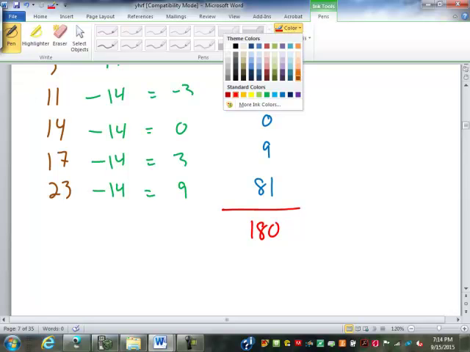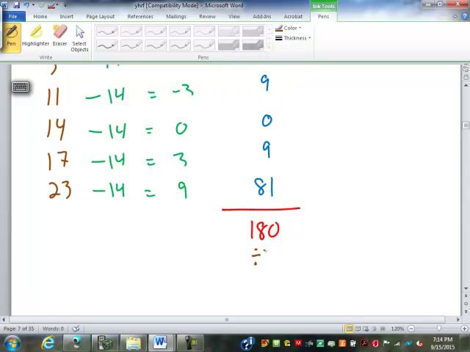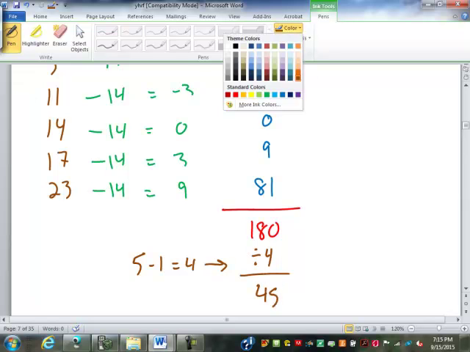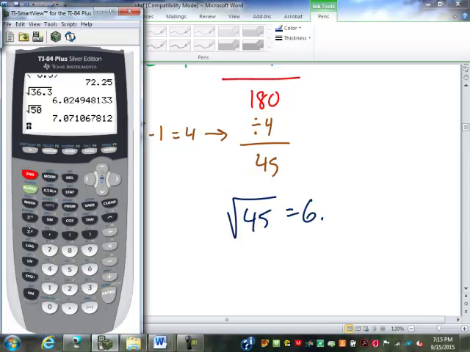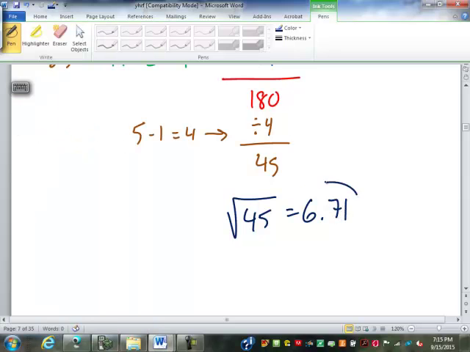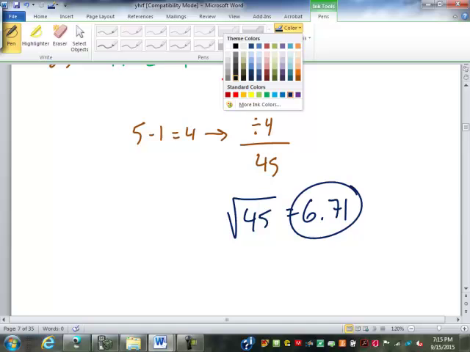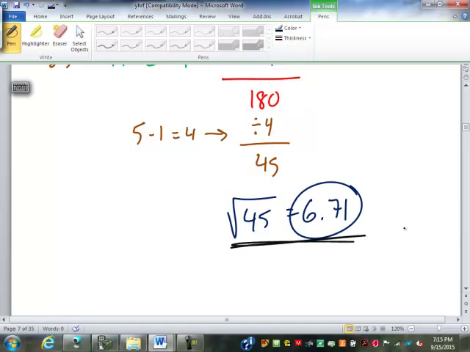We're going to divide by 4. 5 minus 1 is 4. And 180 divided by 4 is going to give us 45. And square root of 45, you get 6.71. How many did 6.71 for your standard deviation? How many didn't quite get that far? Two of you? Okay. Any questions on how to get to the 6.71?